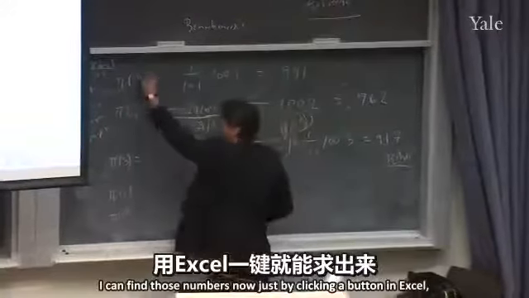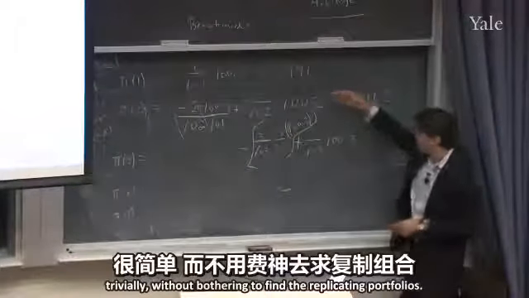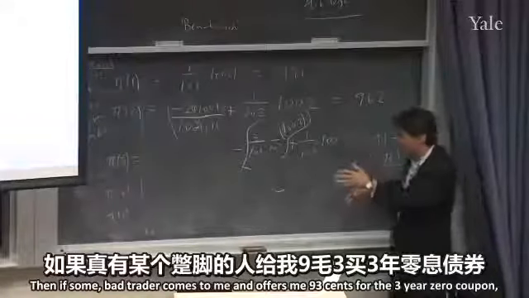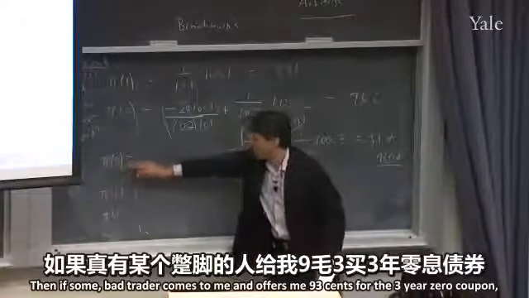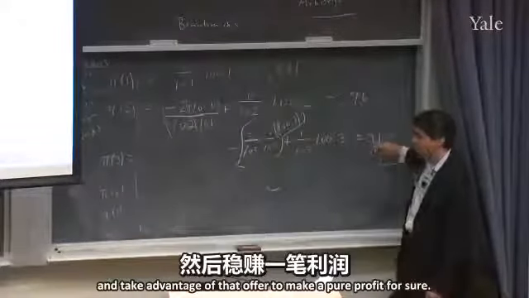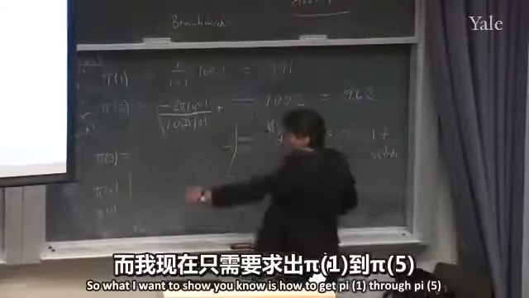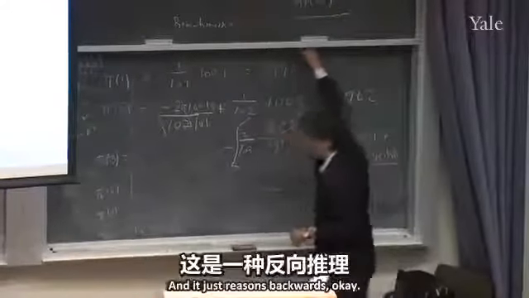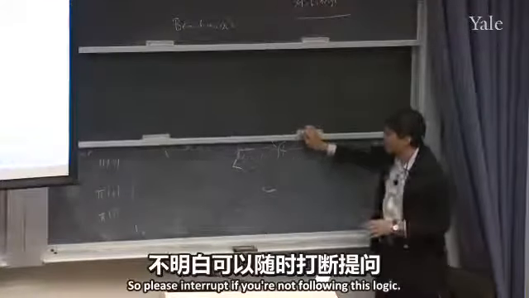I can find those numbers now just by clicking a button in Excel, trivially, without bothering to find the replicating portfolios. Then if some bad trader comes to me and offers me 93 cents for the 3-year zero coupon, I'll figure out the replicating portfolio and take advantage of that offer to make a pure profit for sure. So what I want to show you now is how to get pi 1 through pi 5 without having to go through this complicated calculation. And it just reasons backwards. Please interrupt if you're not following this logic.